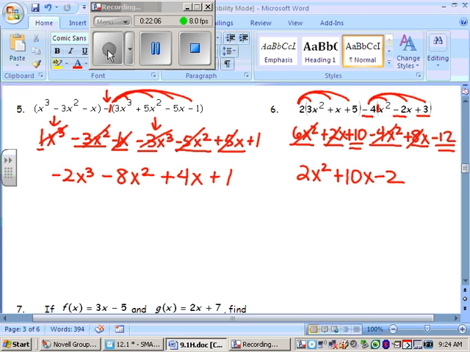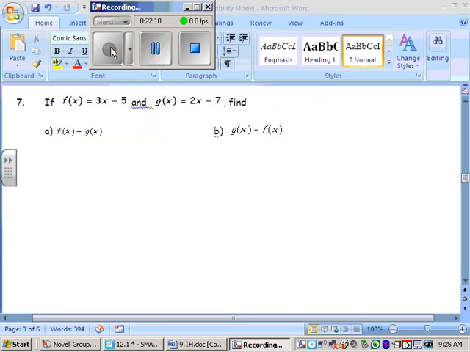Let's look at one additional example of adding and subtracting polynomials. In this last example, notice the way that the problem is stated. It says, if f of x equals 3x minus 5, so f of x is simply a way that we write function, which is the same thing as if I would have written a y. And g of x equals 2x plus 7, find f of x plus g of x.